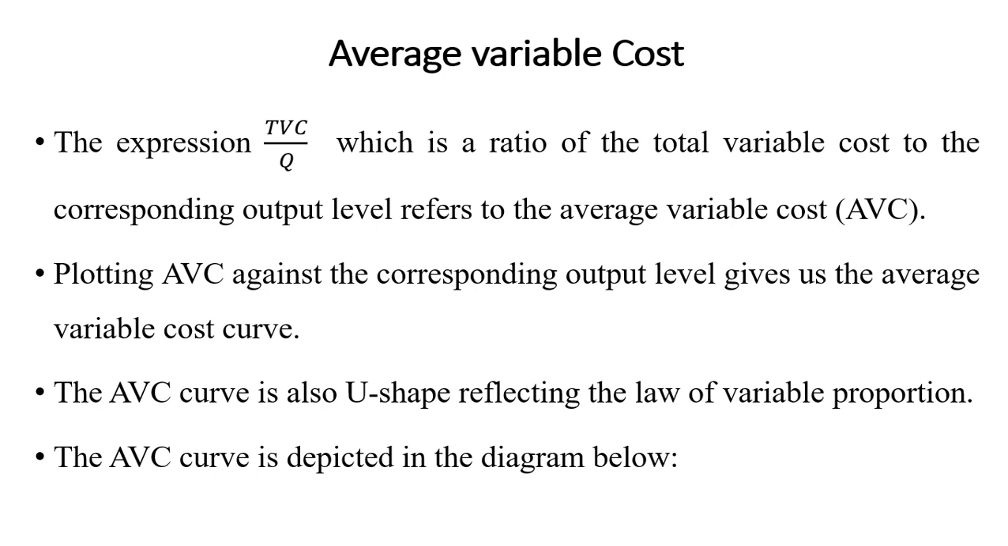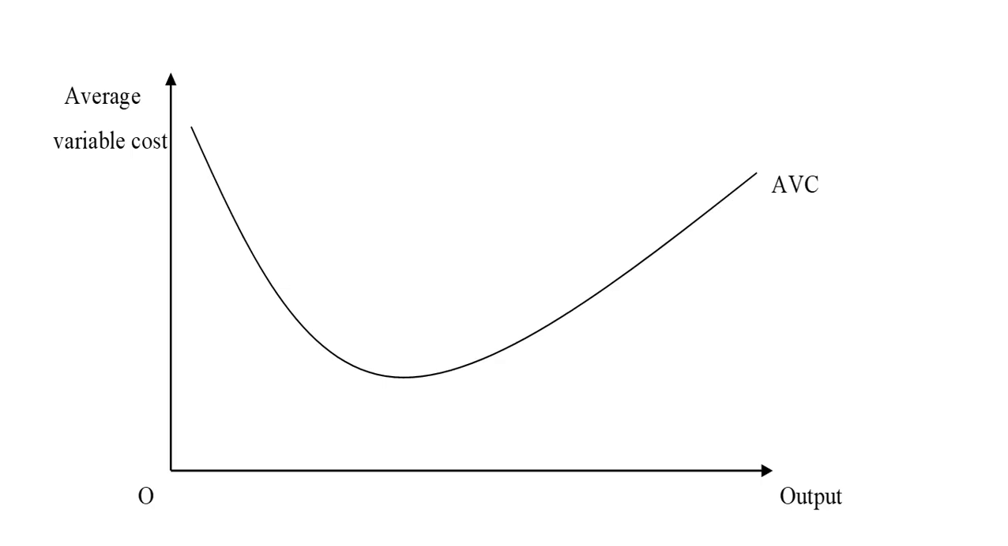The AVC curve is depicted in the diagram below. So it is U-shaped. It has an open U-shape, like this. It's as a result of the law of variable proportion. So when output increases at an increasing rate, it translates into falling average variable cost. But when output begins to increase at a decreasing rate, it translates into average cost rising. So there are a whole lot of ratios between output and cost.